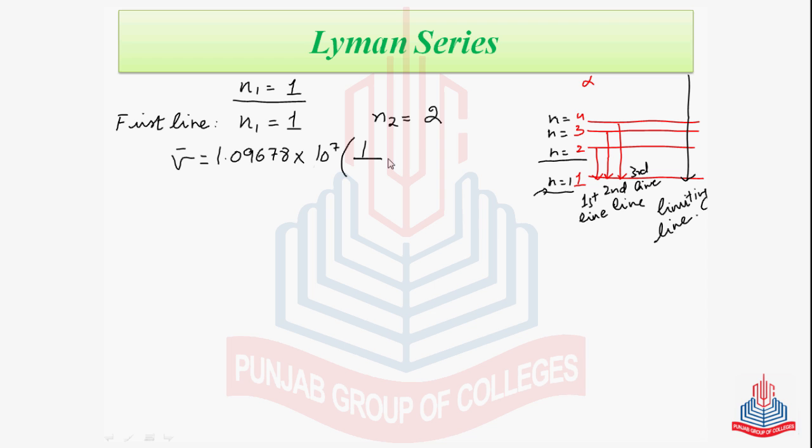1 over, अब N1 की जगह लिखेंगे हम 1 square minus 1 over N2 square था और 2 की वैल्यू है ये हमारे पास यहाँ पे 2, so 2 square meter inverse, and the answer comes out to be 82.26 into 10 raised to the power 5 meter inverse. अगर हमें फर्स्ट लाइन की कैलकुलेशन समझ आ गई है, we can easily do the calculation for the second line.